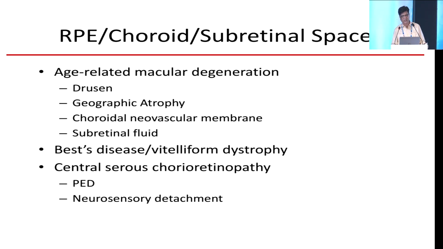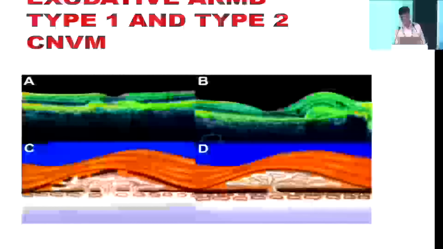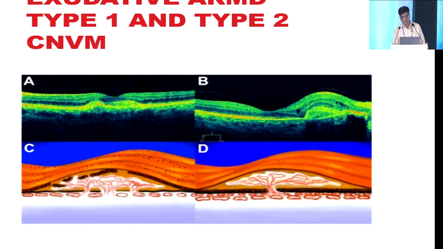Coming to age-related macular degeneration, where it made the big difference. Of course, you can pick up the drusen and geographic atrophy, but the main part where we were helped is the choroidal neovascular membrane and the presence of subretinal fluid, which decides whether there is further need of injection or not. Again, there's one condition that I would like to mention. This is, of course, the different types of CNVM that we all know, and we need not repeat it again.